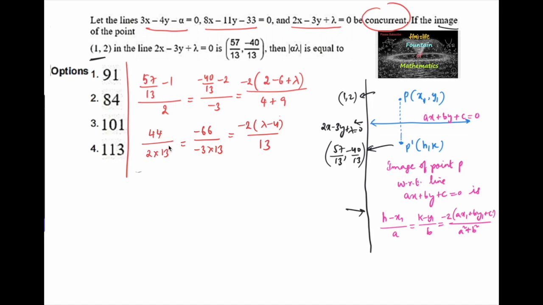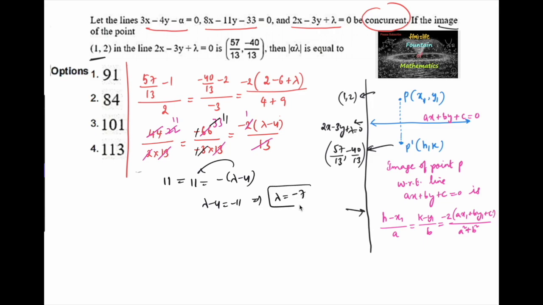We can see that the denominator 13 can be removed, and we can also cancel with 2: 2 1 times, 2 33 times, and again 2 22 times, and here 2 11 times. And here also 3 11 times. So 11 is equal to minus of (lambda minus 4). So we can equate: lambda minus 4 is equal to negative 11. So lambda is equal to 4 minus 11, that is negative 7.